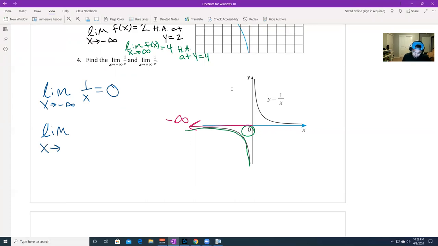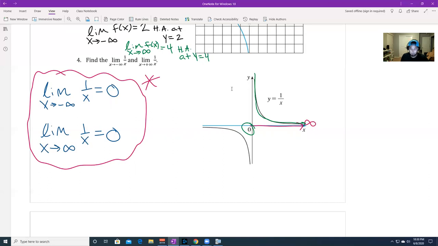The limit as x approaches positive infinity of 1 over x. Do the same exercise. As we approach positive infinity, you see that your y values slowly start to approach what number? Your y values slowly start to approach 0. So again, the limit as x approaches infinity of 1 over x is going to be 0. This is important, but we'll see it stated on the next page. I just highlight it to show you it's important.